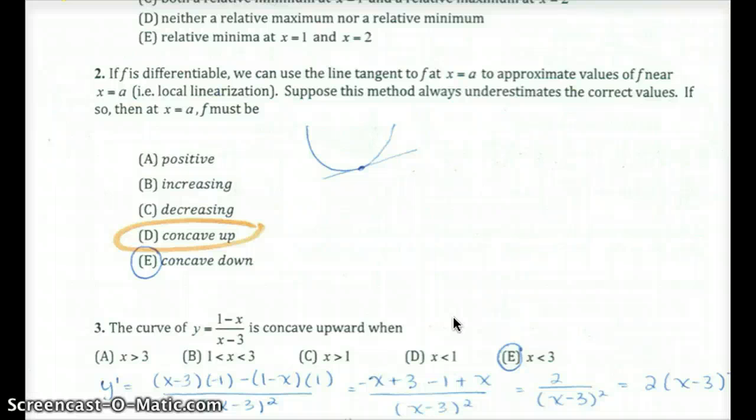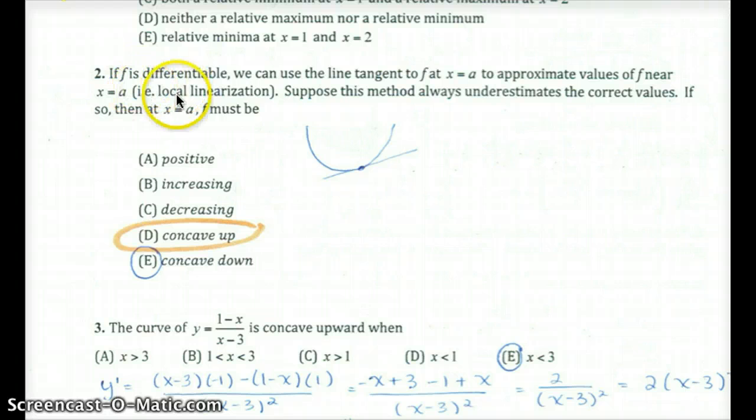This question is asking about concavity, and the best way to answer this question is to actually create a little sketch of what they're talking about. Try not to get distracted with the answer, which is staring at you right here, but notice that there are a number of statements here that sound complicated but are easy to visualize. If f is differentiable, so we're imagining a smooth function, we can use a line tangent. Draw a line tangent to your smooth function. We can use that line to approximate values of f near x equals a.